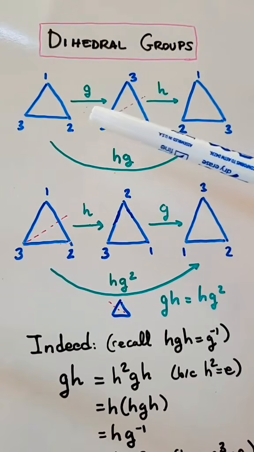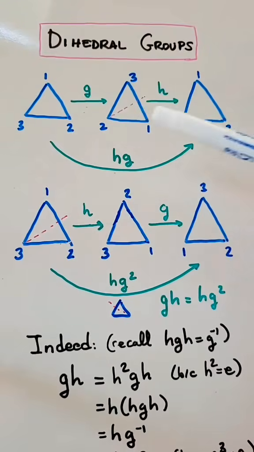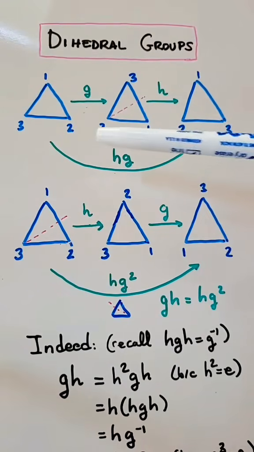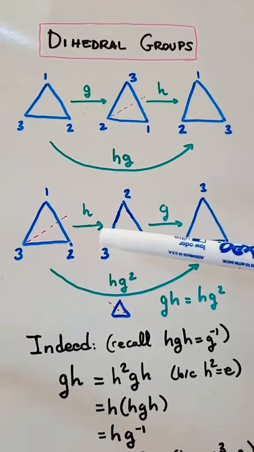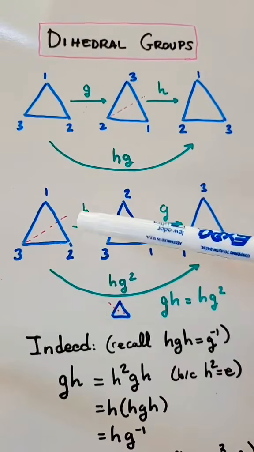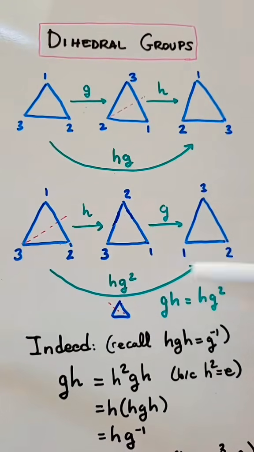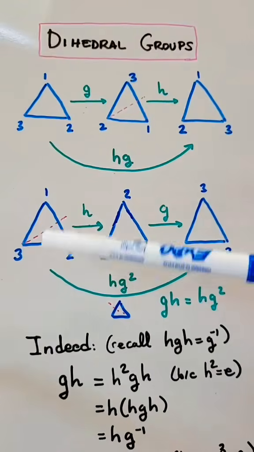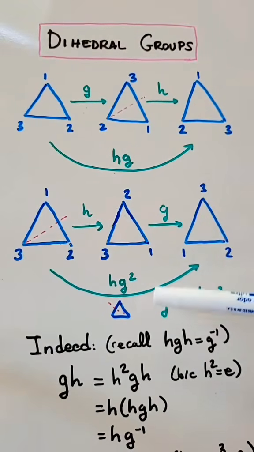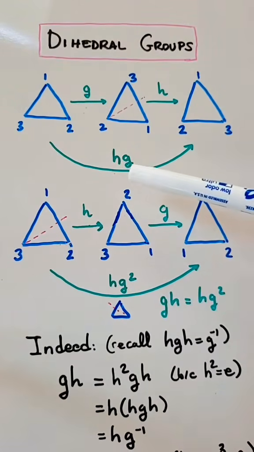So for example, here I've done a rotation first and then a reflection along that axis, and I get this motion, the motion that from here to here fixes 1 and flips 2 and 3. But if I do H first, if I do the reflection first and then the rotation, then I get a different motion, because now it is 2 that got fixed and 1 and 3 got flipped. So what that means is that H times G is not equal to G times H.